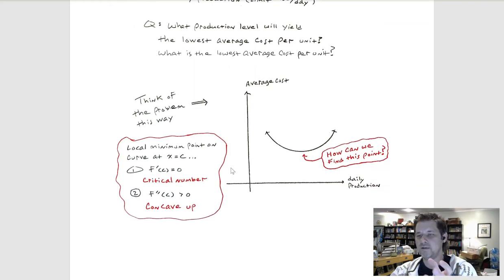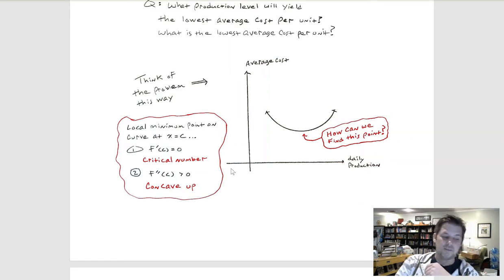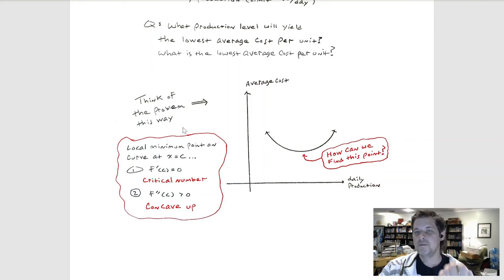I want to do that in a way that I can tie this into what we were just talking about. Recall at the beginning of the video, I said that this will be a lot easier to catch on to if you see the connection to previous assignments and previous videos. You might think of it like this. If you want to figure out what the lowest average cost per unit is, then you might imagine that there's a graph or a curve that models the average cost. And it would have to look something like this.